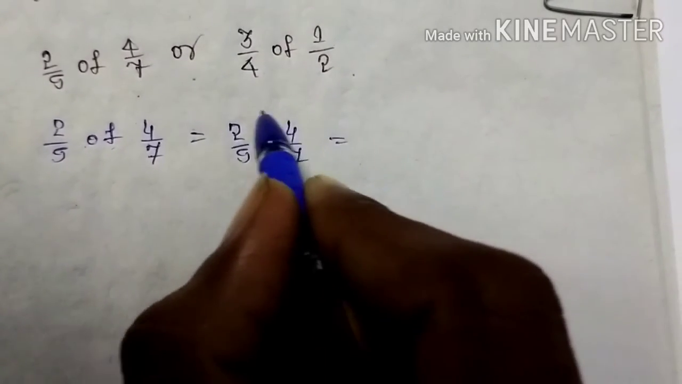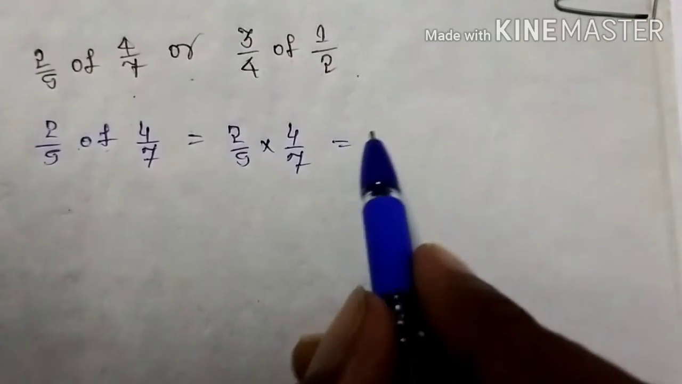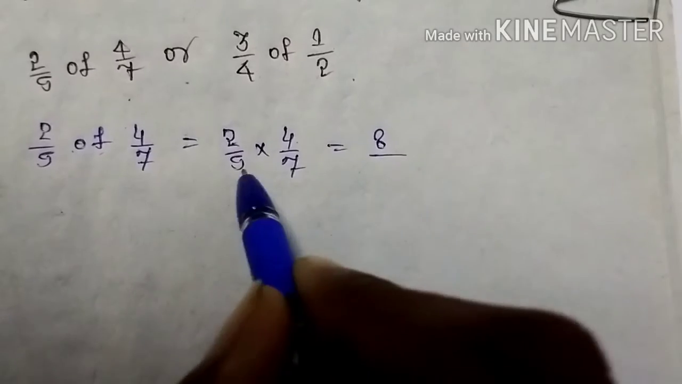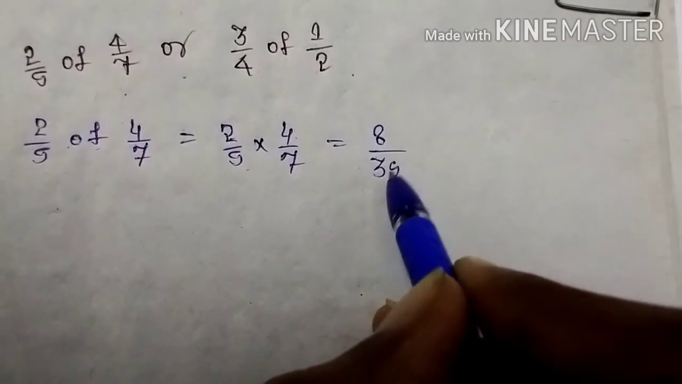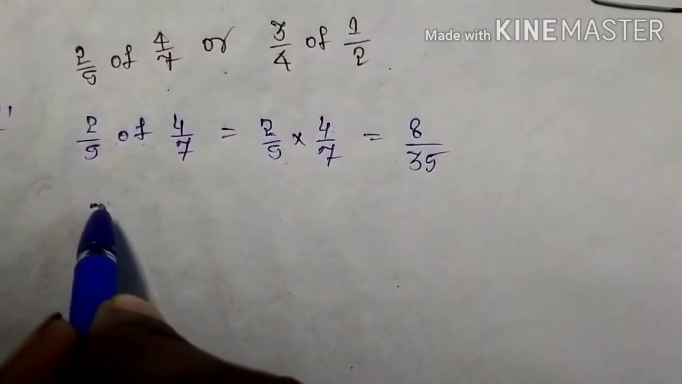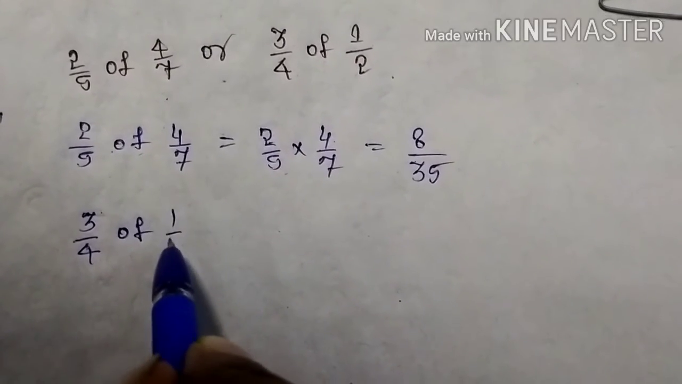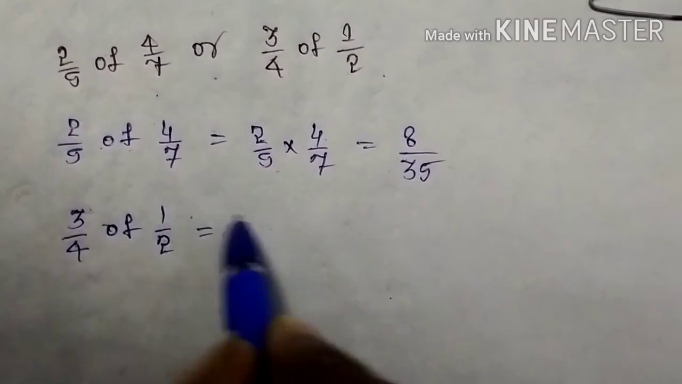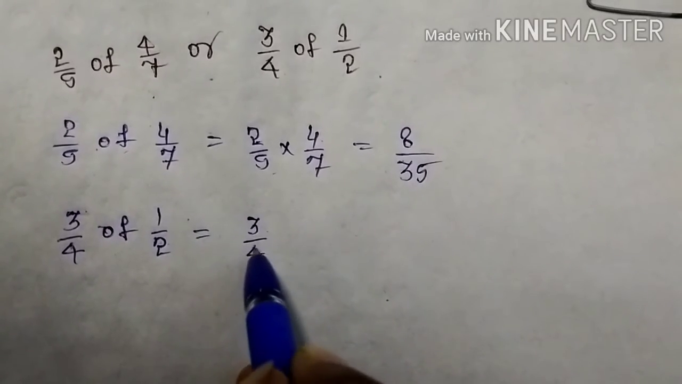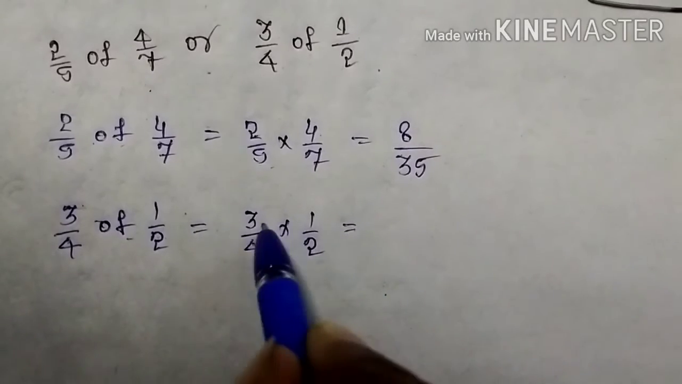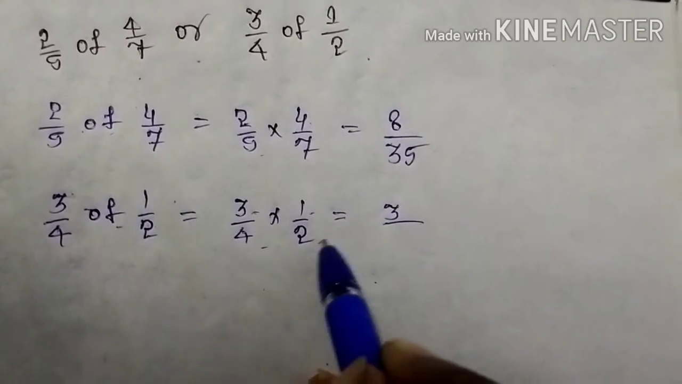See here, is there any possibility of simplification? No common factor. 2 4s are how much? 8 only. 5 7s are how much? 35. Next, you can see here 3 by 4 of 1 by 2. That means you can write here 3 by 4, "of" means multiplication, 1 by 2. 3 1s are how much? 3. 4 2s are how much? 8.